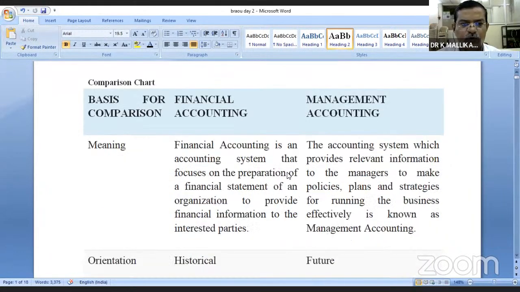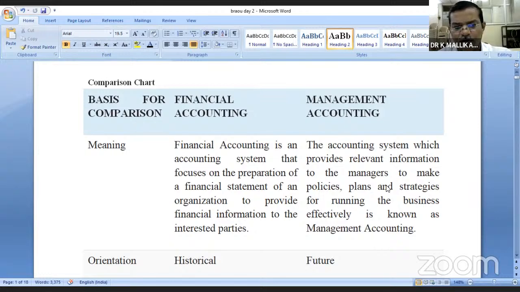Okay. So we know the difference between financial accounting and management accounting. Financial accounting is an accounting system that focuses on how to prepare the financial statements. It's an end-to-end process. Whereas the management accounting system is related to information provided to management. It helps management make policies, frame plans, and take strategies for running a business effectively, and that is known as management accounting.